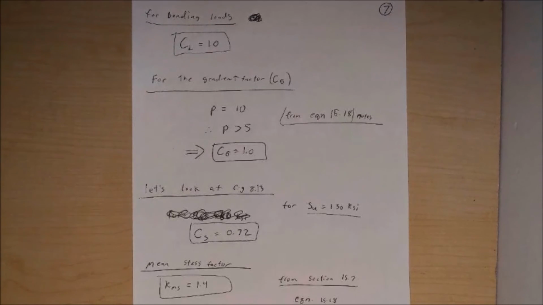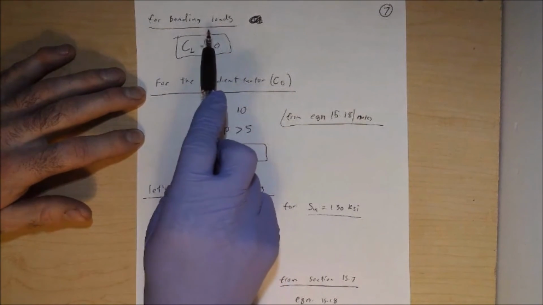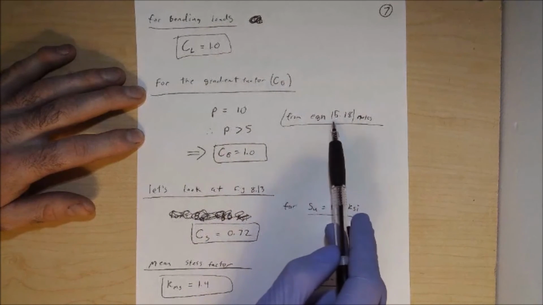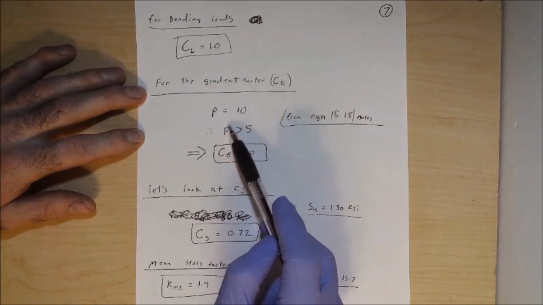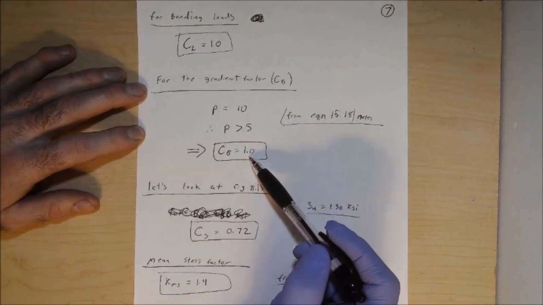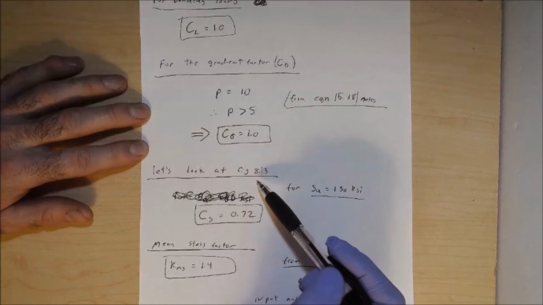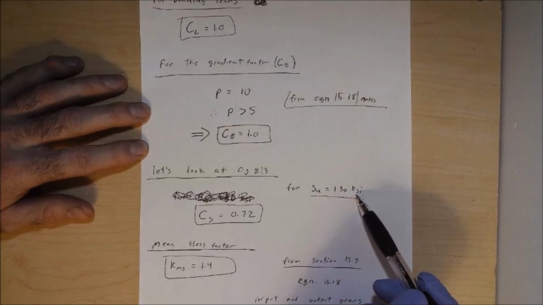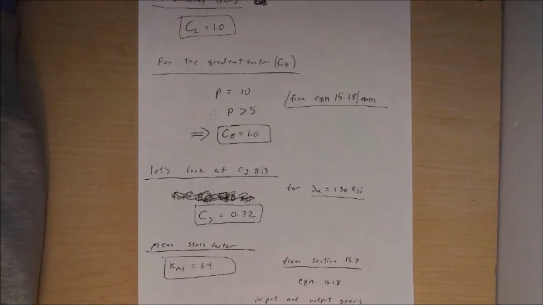So if we continue on with our solution, looking for the rest of the variables, we see that we have C sub L is equal to 1.0 for bending loads. And for our gradient factor C sub G, we can go to the notes below equation 15.18 in our textbook. And we know that we have P is equal to 10. This is greater than a value of 5. So if P is greater than 5, we see that our C sub G, our gradient factor, is equal to 1.0 as well. And then the next step in our solution is to go to figure 8.13 back in chapter 8 of our textbook, with our value of S sub U equal to 130 KSI in order to solve for our C sub S value. So that's what we'll do now, we'll head back to figure 8.13 in our text.